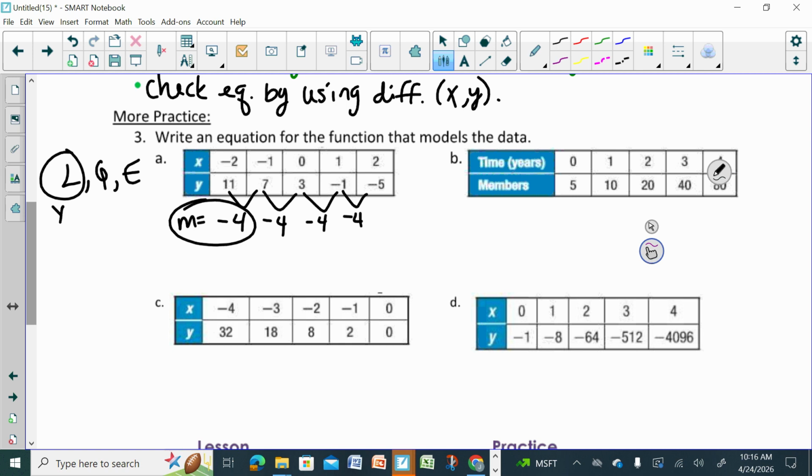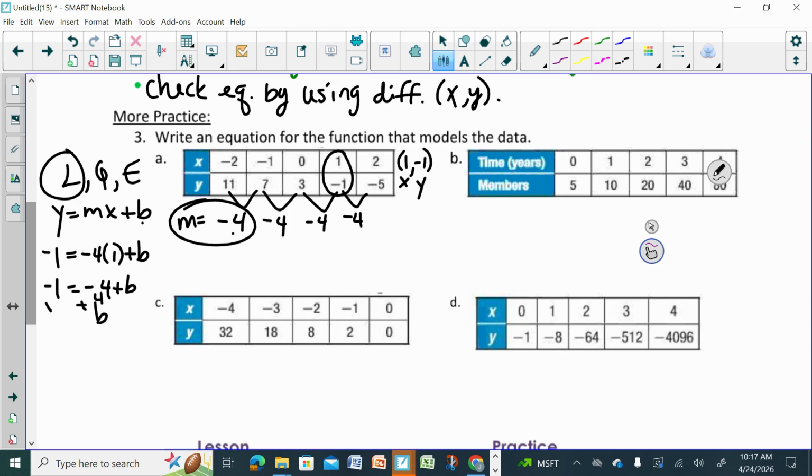You use the linear equation like a formula. So y equals mx plus b is what I'm looking for. It's the equation. I have the m value. I need to find the little b value. So I'm going to pick any one of these ordered pairs. I'm going to use this ordered pair right here. I know it's stacked on top of each other. It's really the ordered pair 1, -1. So I'm going to plug 1 in for x and -1 in for y. -1 equals -4 times 1 plus b. And -1 equals -4 plus b. Add the 4 over. Add 4, b equals 3.